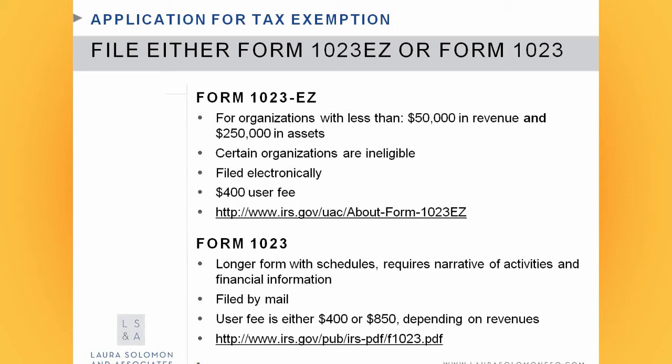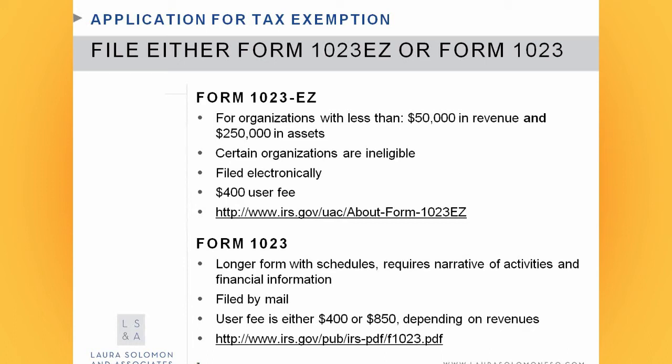It's been fantastic. It was launched last summer, so we're about 8 months in, and it's a form that is available to organizations who predict that their revenues are going to be less than $50,000 a year for the first 3 years, and their assets are going to be less than $250,000. Certain organizations are ineligible, but most are eligible. It's filed electronically. The user fee is $400, and perhaps most importantly, we are getting exemptions anywhere from 6 to 12 days. So if you're starting up a new charitable organization, and it's going to be a smaller grassroots organization, the 1023-EZ is an excellent option.